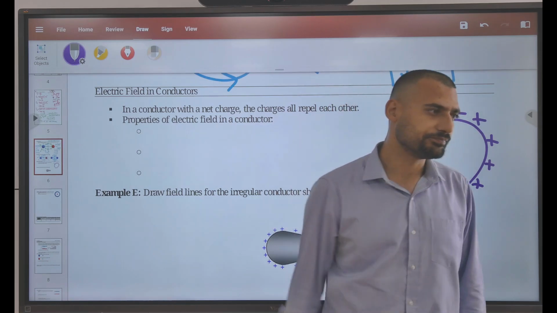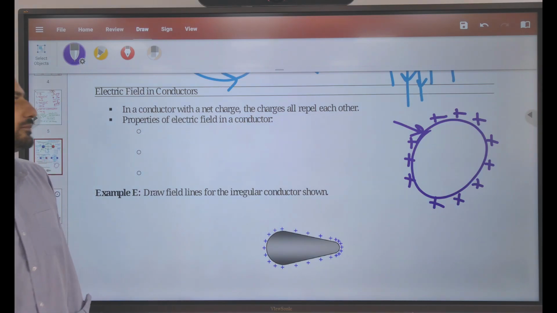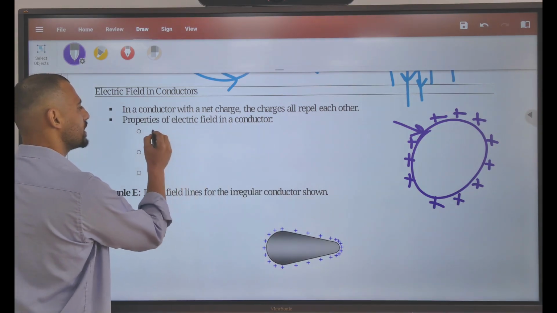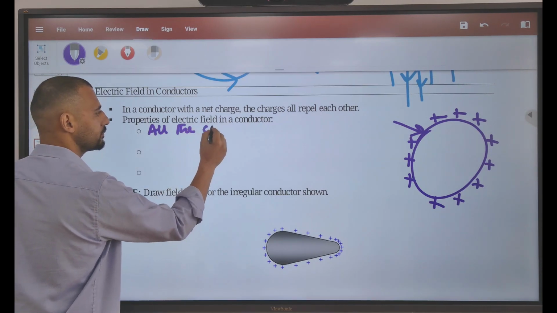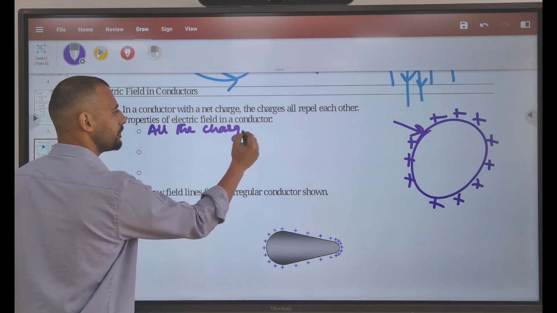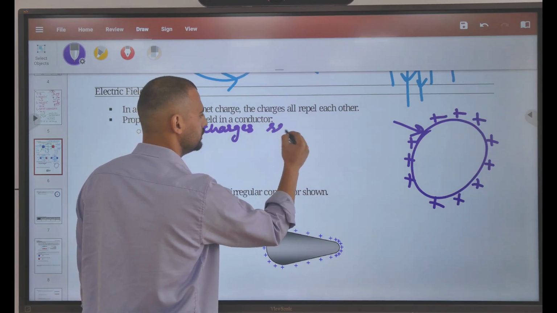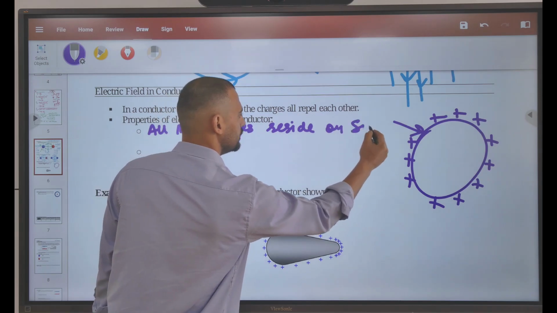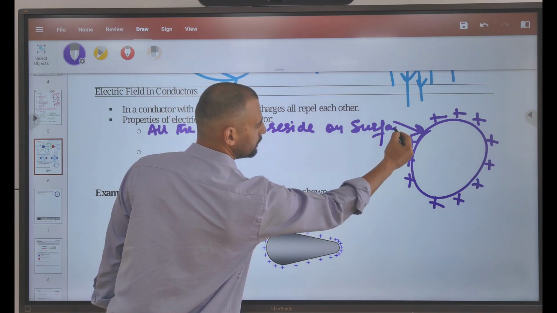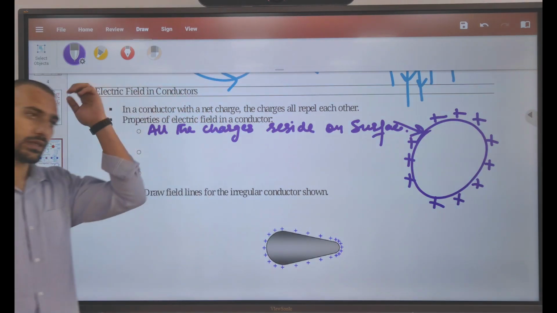Write it down. In case of conductors, all the charges reside on the surface. Okay, point number one. Point number two.